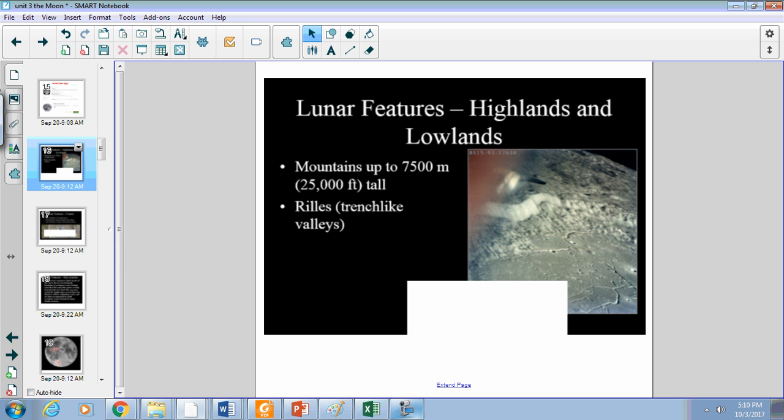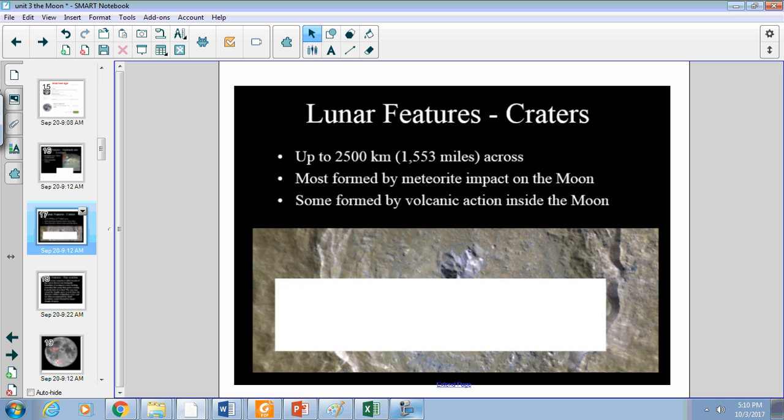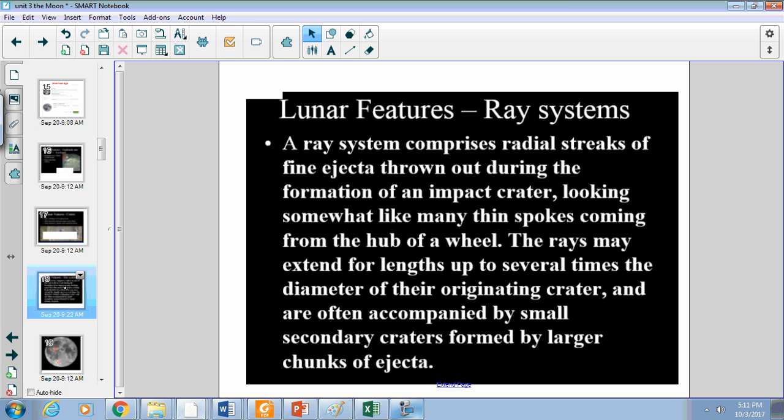All right, so let's talk about some features. We have highlands and lowlands. So mountains make up our highlands. We have these trench-like valleys called rills. What else do we have? We have craters, big craters. Craters are fun. These are from meteor impacts, and some are even formed when the moon was geologically active, as calderas in volcanic activity. Ooh, fun.